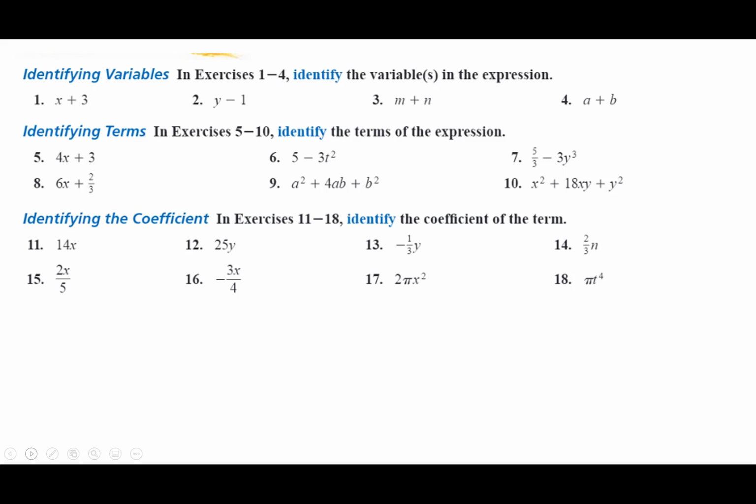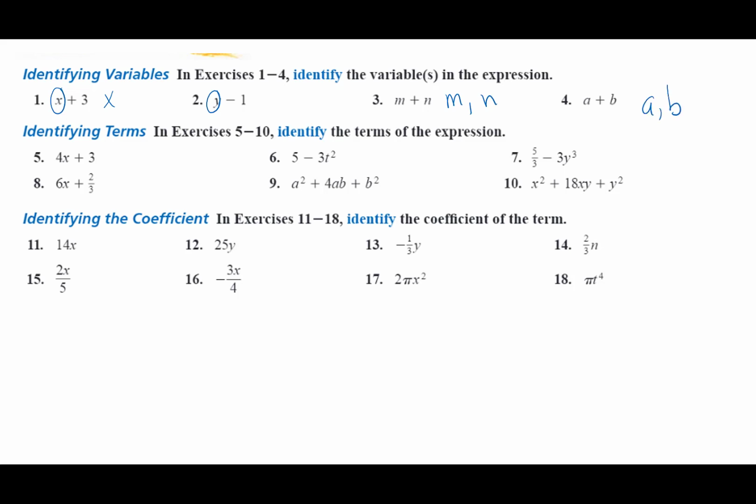If you look at questions like 1, 2, 3, and 4, the instructions say identify the variable in the expression, and notice it has an S in parentheses, so there could be more than one variable. In question 1, x plus 3, it is just the letter X. And so on WebAssign, you would just type in X. Number 2, it is just the letter Y. Number 3 has 2 answers, so you would separate that with a comma. It'd be M and N. And same with 4, it'd be A, B.